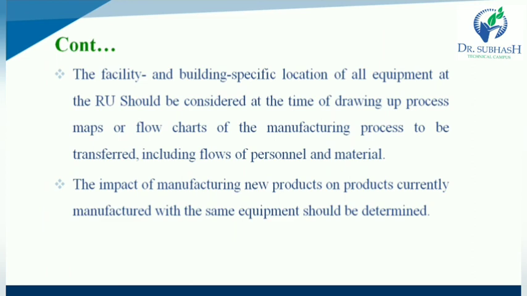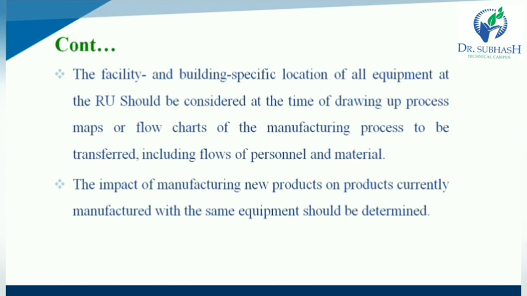The facility and building specific location of all equipment at the receiving unit should be considered at the time of drawing up process maps or flow chart of the manufacturing process to be transferred, including flow of personnel and material. So in this step, the facility and building specific location of all equipment at the receiving unit should be considered at the time of drawing up process maps or flow chart of manufacturing process to be transferred, including flows of personnel as well as materials.